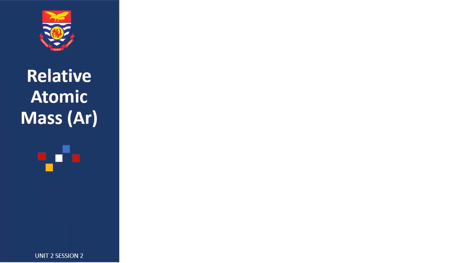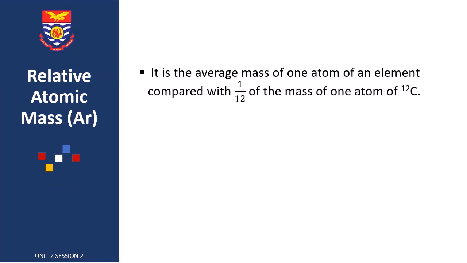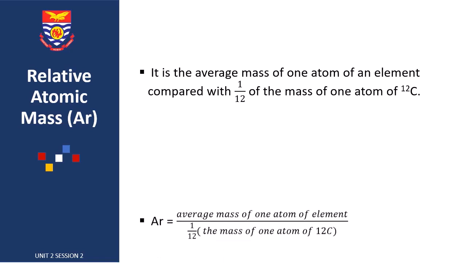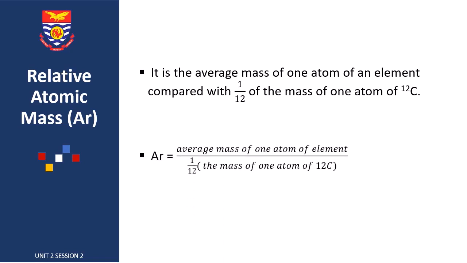Our first objective, relative atomic mass. Now, with relative atomic mass, we are talking about the average mass of one atom of an element compared with 1/12 the mass of one atom of carbon-12. How can we do this mathematically? Relative atomic mass is given as the average mass of one atom of element over 1/12 the mass of one atom of carbon-12. So that's our definition of the relative atomic mass.